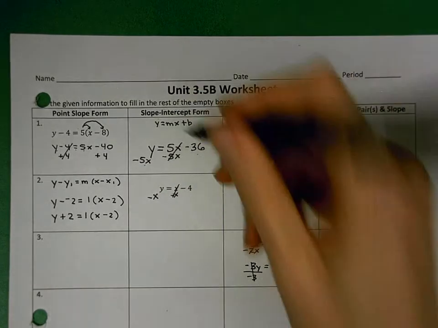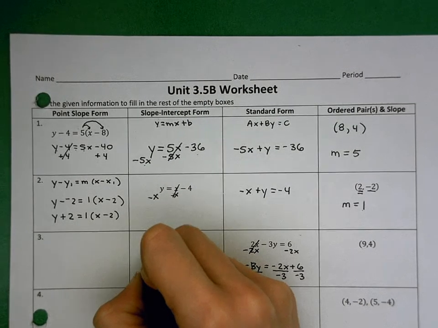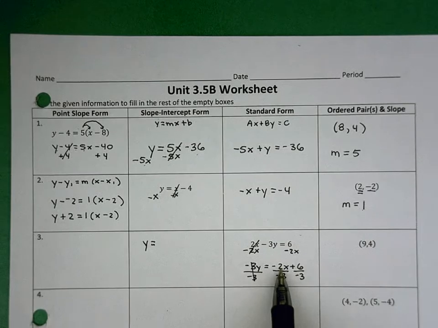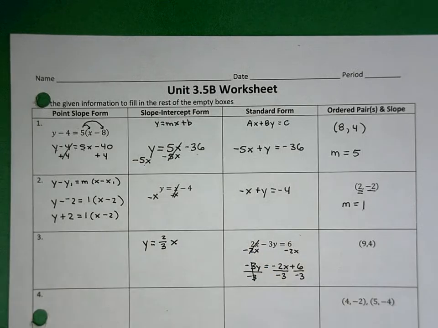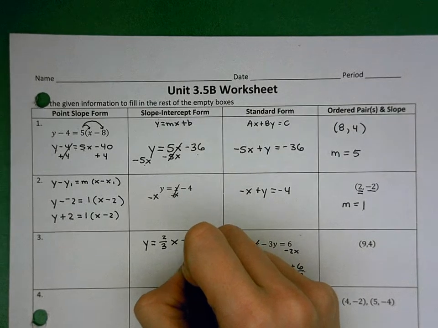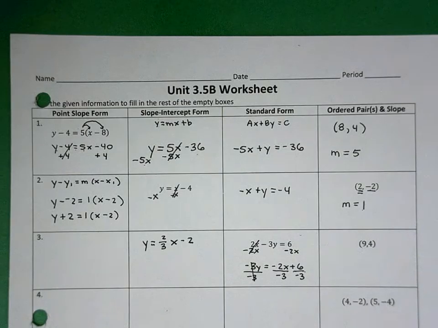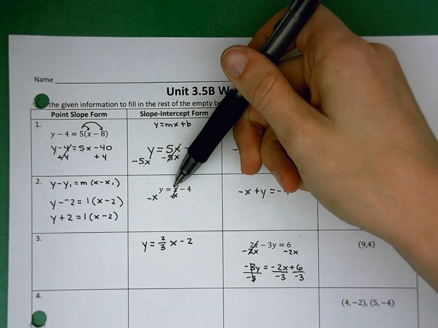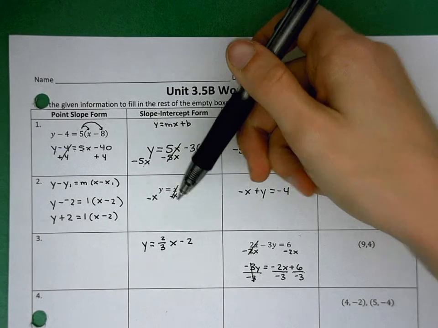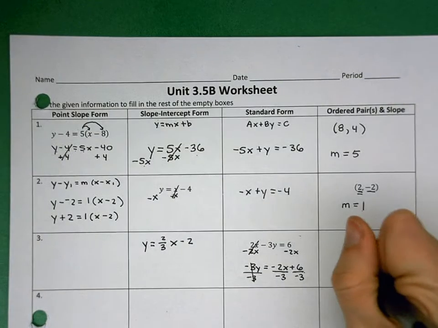Okay, so slope-intercept form, we're left with y equals negative 2 divided by negative 3 is 2/3, and positive 6 divided by negative 3 is negative 2. And now I can find my slope. I did that already in number 2. When I'm looking at slope-intercept and I want my slope, it's the number right next to the x, which in this problem is 2/3.